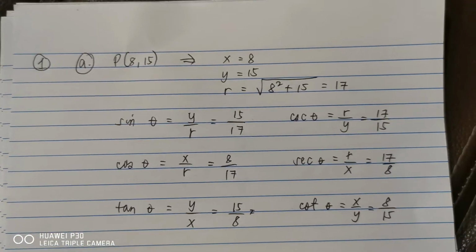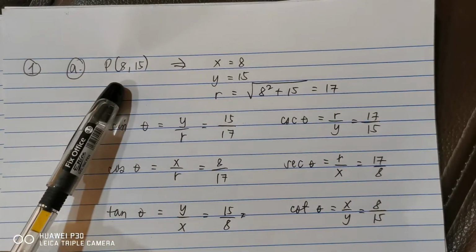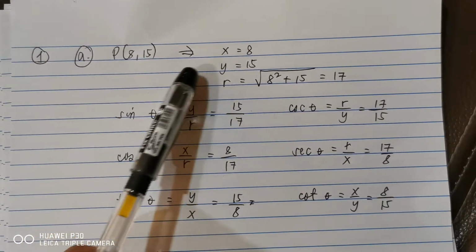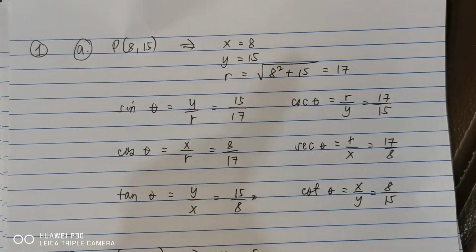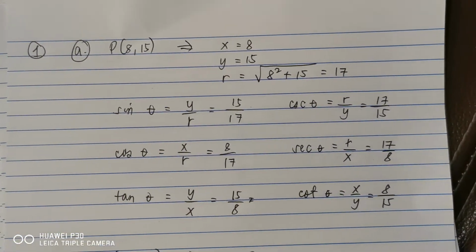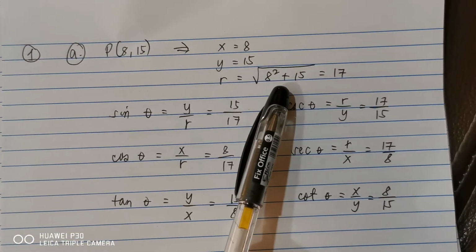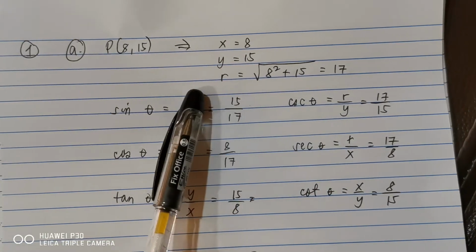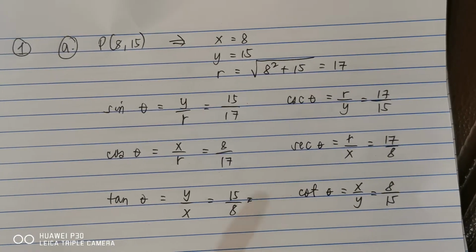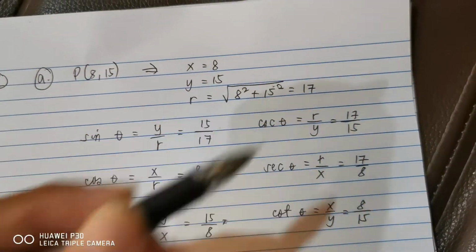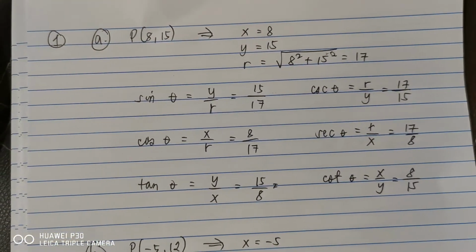Problem number 1 asks you to determine the 6 trigonometric functions given a particular point, which is P(8, 15). This implies that x is 8 and y is 15. Since r is unknown, we determine the value of r by using the Pythagorean theorem, which states that r is equal to the square root of the sum of the square of x and the square of y. By substitution, we have r is equal to the square root of 8 squared plus 15 squared, which equals 17. So our x is 8, our y is 15, and our r is 17.